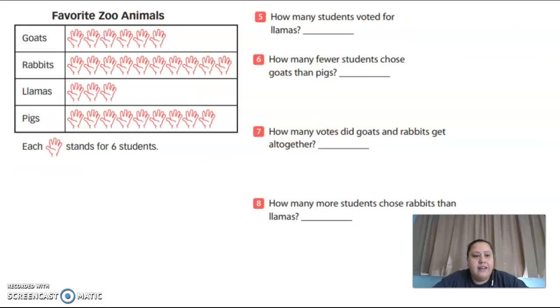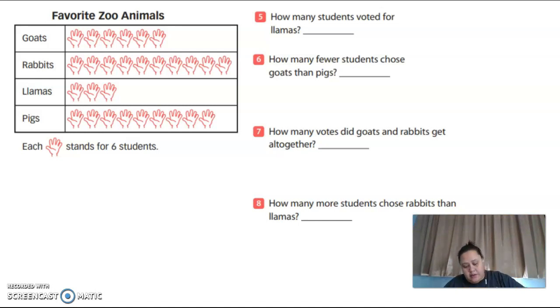Now we have favorite zoo animals. We're still dealing with animals. This time, each picture on the pictograph is a hand. So we're dealing with hand images. Now these hand images don't count as one, they actually count as 6. So now looking at the table, we will fill this in together.